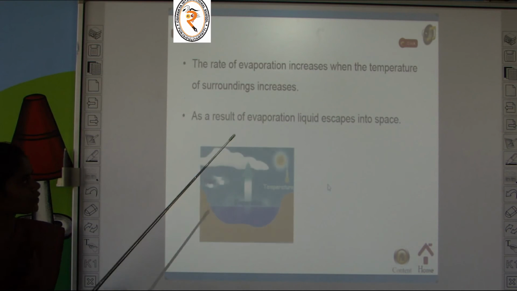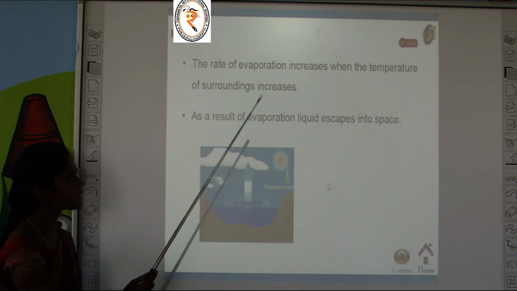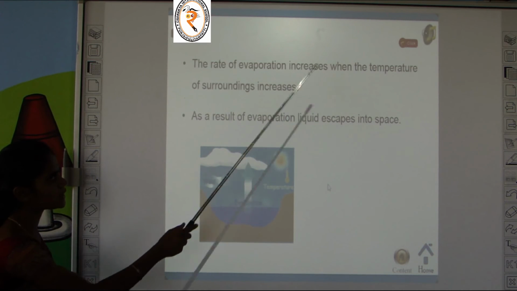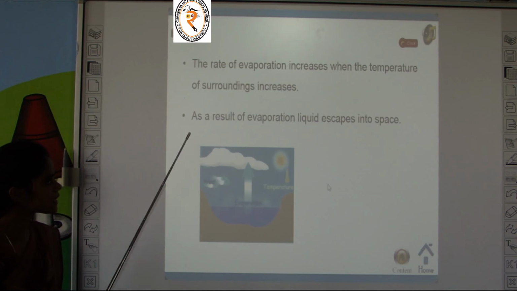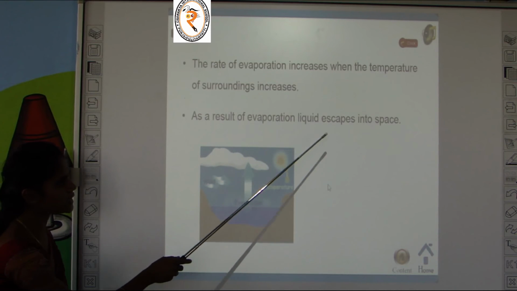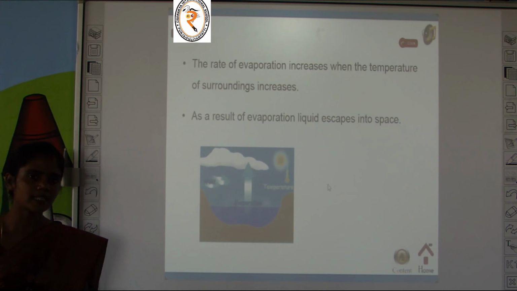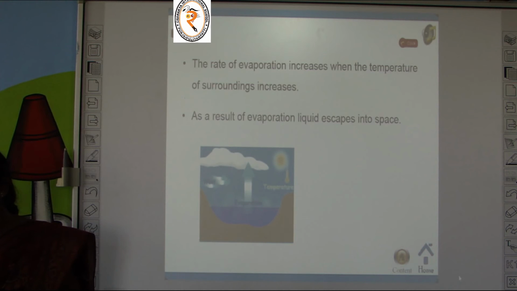The rate of evaporation increases when the temperature of surroundings increases. As a result of evaporation, liquid escapes into space. So we can get dry clothes from wet clothes. When the temperature increases, the evaporation also increases. So only during sunny days we can get dry clothes faster. Okay. The next one.